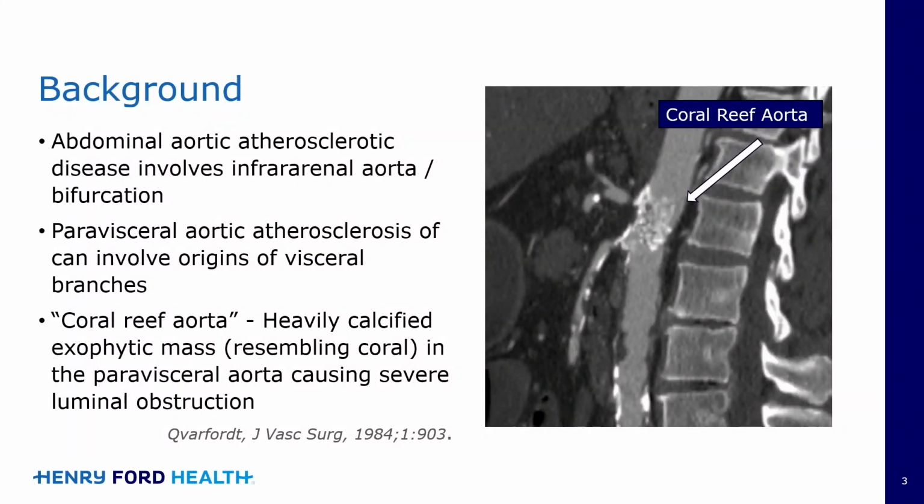Atherosclerotic disease of the abdominal aorta typically affects the infrarenal aorta and its bifurcation. Paravisceral aortic atherosclerosis is less common, but it typically affects the orifices of the visceral renal branches, jeopardizing the blood flow to these vital organs. The term coral reef aorta was first coined by the UCSF group in 1984 and is very rare. It describes a heavily calcified exophytic mass arising in the paravisceral aorta, causing severe luminal obstruction of both the aorta and the visceral renal branches.